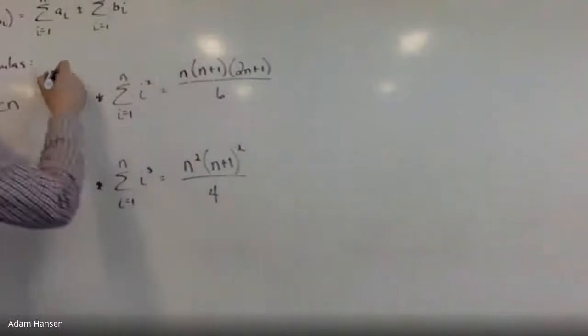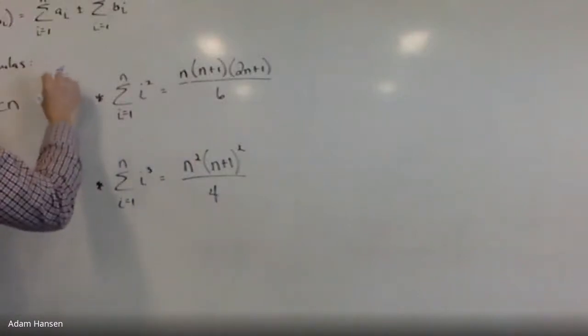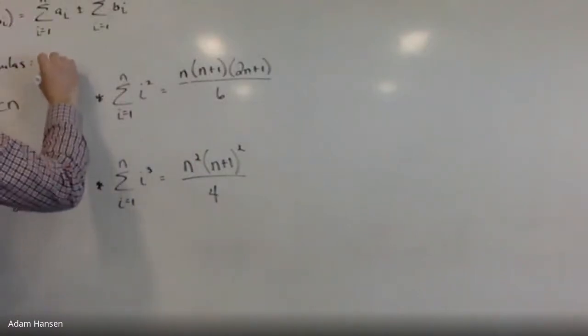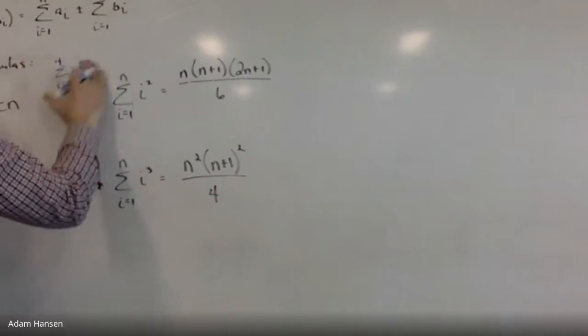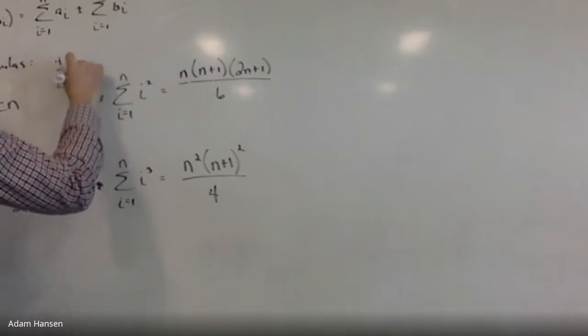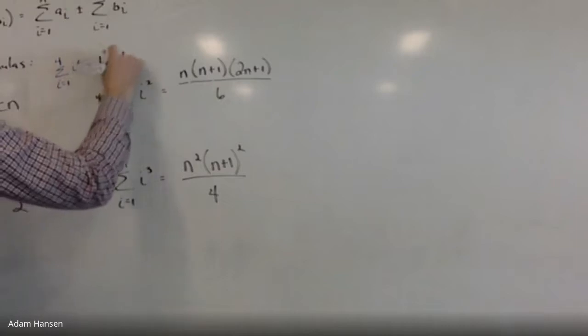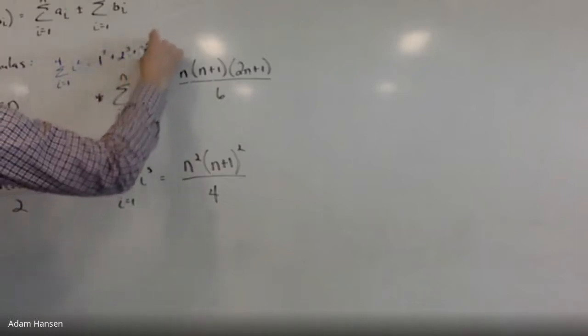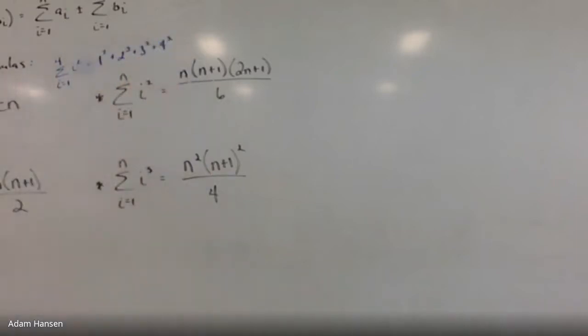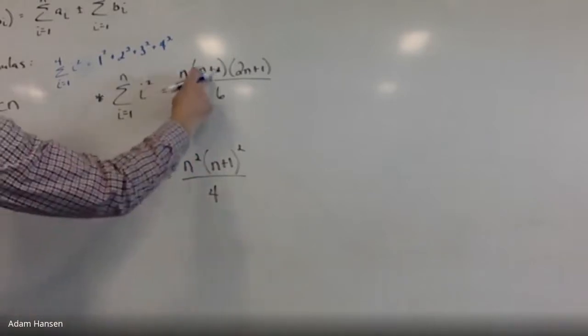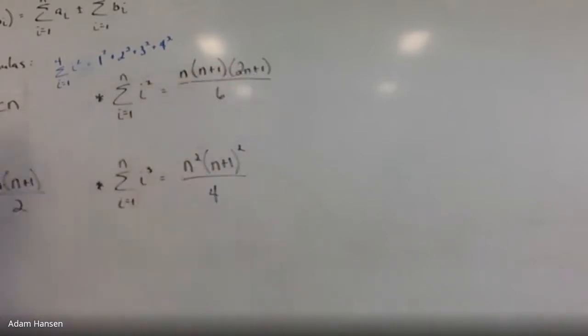This summation would look like, for example, the summation from i equals 1 to 4 of i squared, which is 1 squared plus 2 squared plus 3 squared plus 4 squared. I'm summing the first 4 perfect squares. In general, the first n perfect squares sum to n times (n plus 1) times (2n plus 1) over 6.